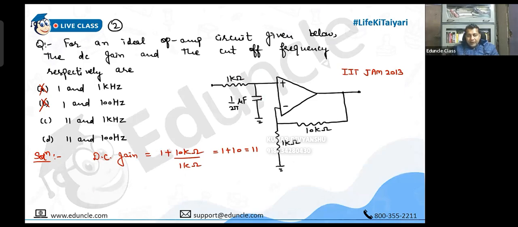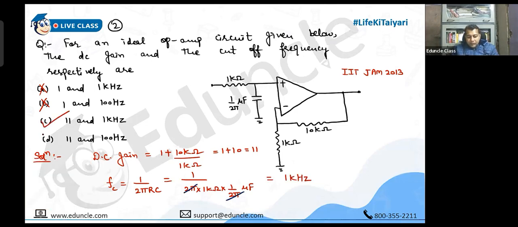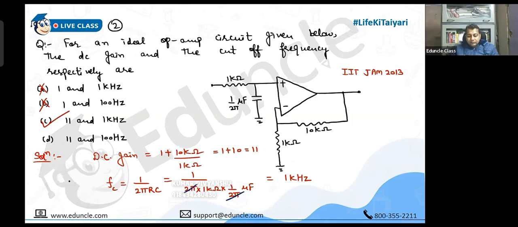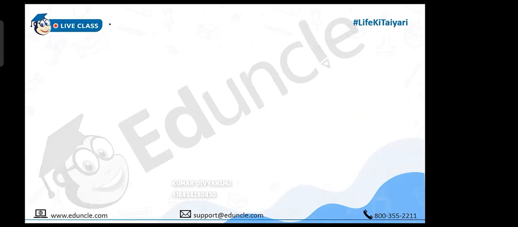And the cutoff frequency is 1 by 2 pi RC. So 1 by 2 pi, R is 1K, so 2 pi will get cancelled. 1 kilohertz. C option, no? Please check. Done, everyone?